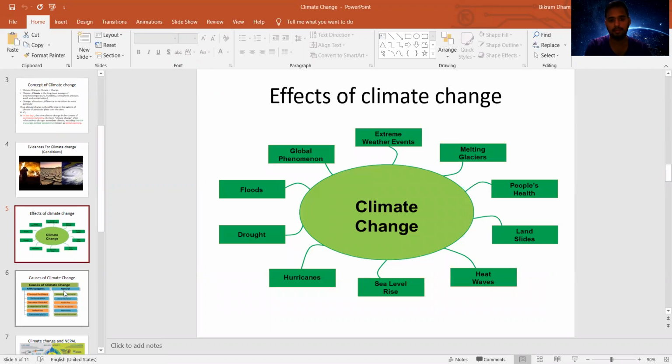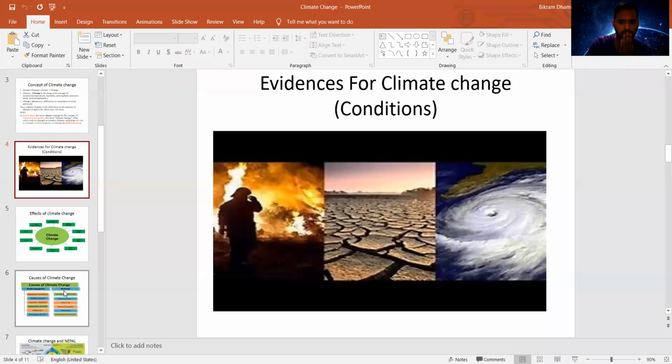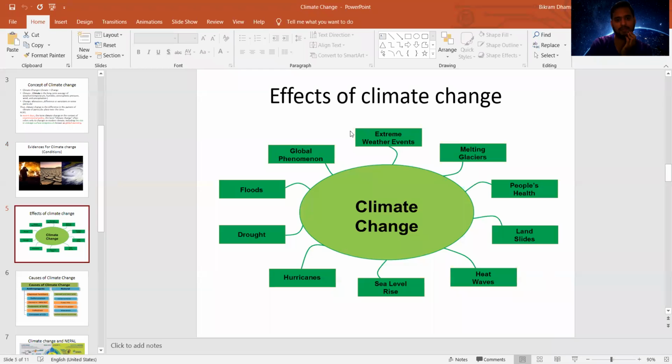This picture resembles a little bit of coronavirus. In the center, you can see climate change, and there are factors that indicate it. So in the center you can see climate change, and there are other risk factors that are the result of climate change. I am starting with extreme weather events.